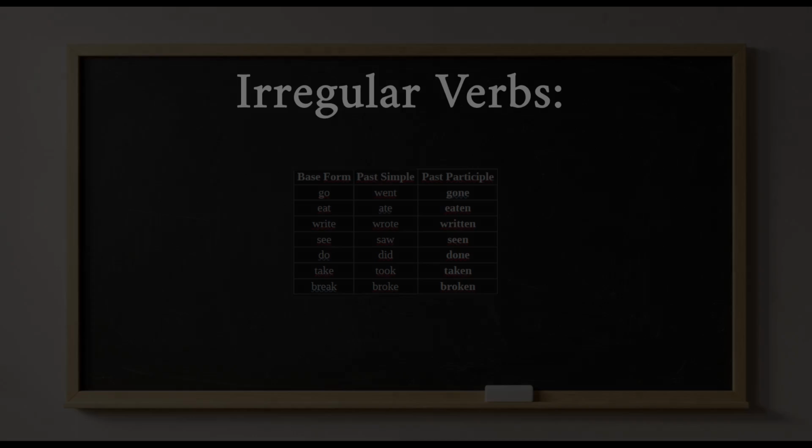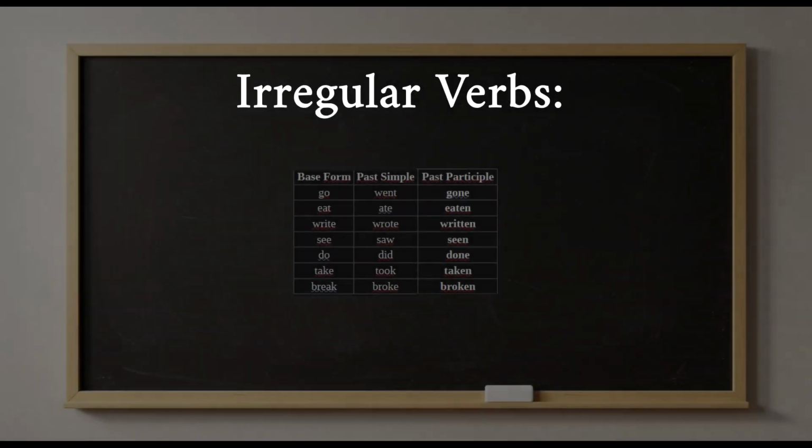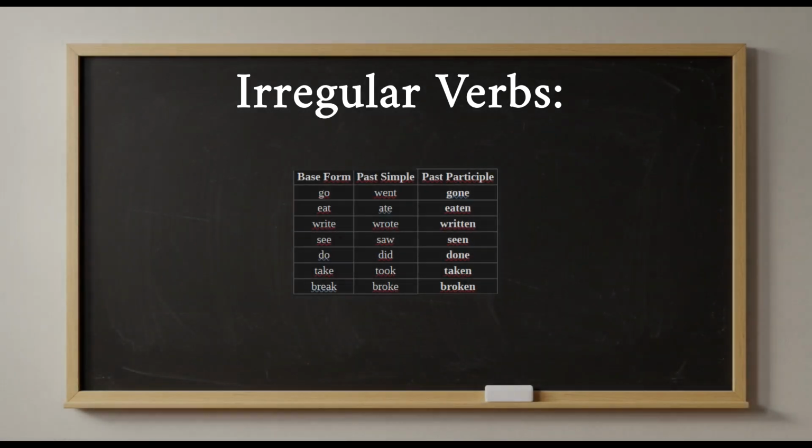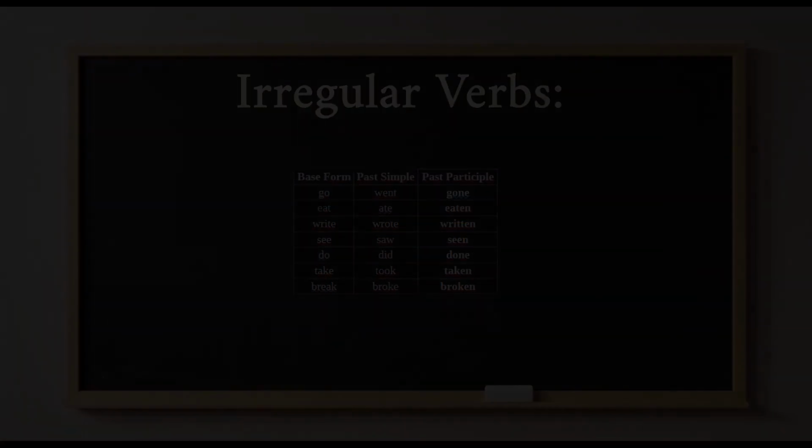Well, and of course, we are talking about the English language, so we are going to have a lot of irregular verbs in the past participle of the present perfect tense. So in verbs like go, eat, write, see, do, take, break, we're going to have gone, eaten, written, seen, done, taken, broken. And yeah, of course I'm gonna show you guys some examples applied in sentences.